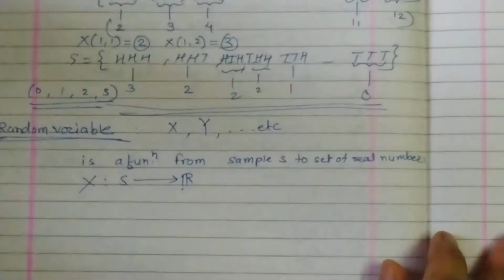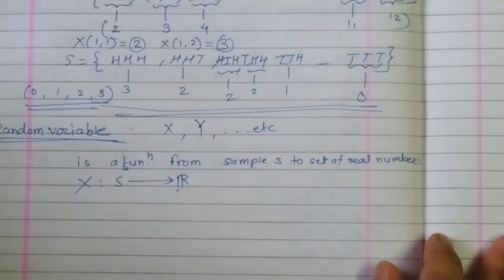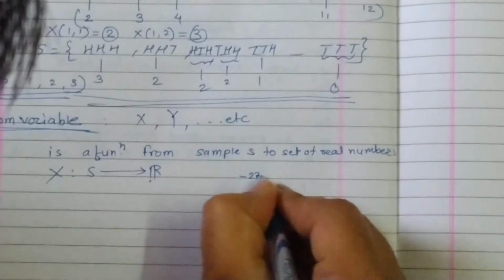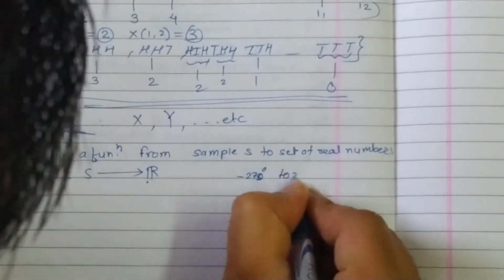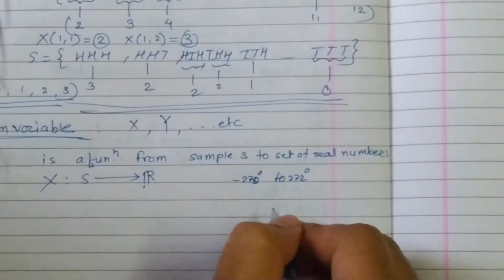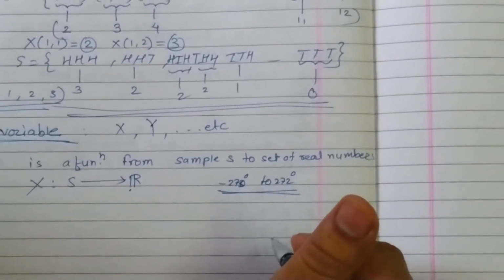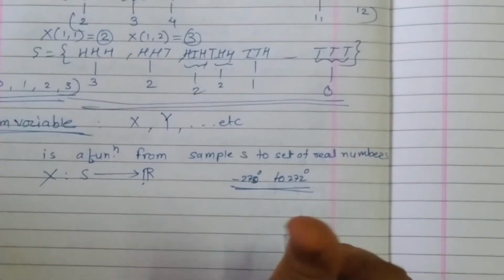Or you can go on recording the temperature of a particular place at a particular instant. Then it is somewhere from minus 273 degrees to plus 272 degrees. All the numbers I am getting in between, this range. Are you clear with this?